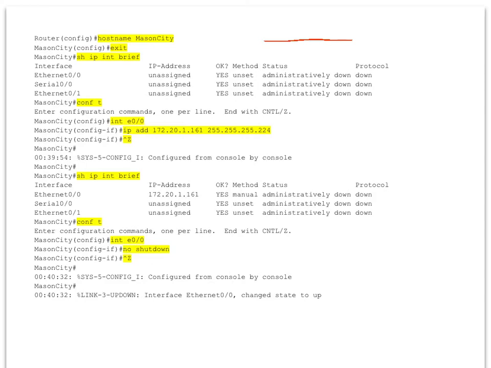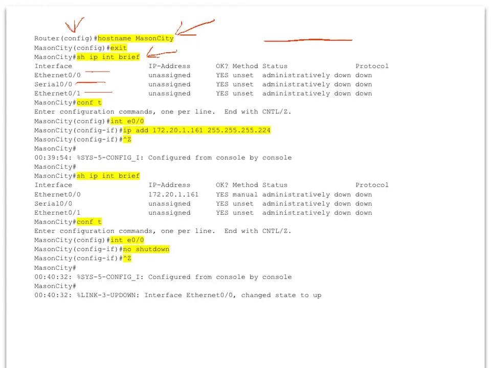Alright. In this case, this is where we configured the host name. Done at global configuration, host name, Mason City, exit, and then we did a look at the interfaces. And we see we have an Ethernet interface, a serial interface, and another Ethernet interface. Ethernet we can hook Cat 5 or Cat 6 cable to. You notice they're administratively down and the protocols are down.